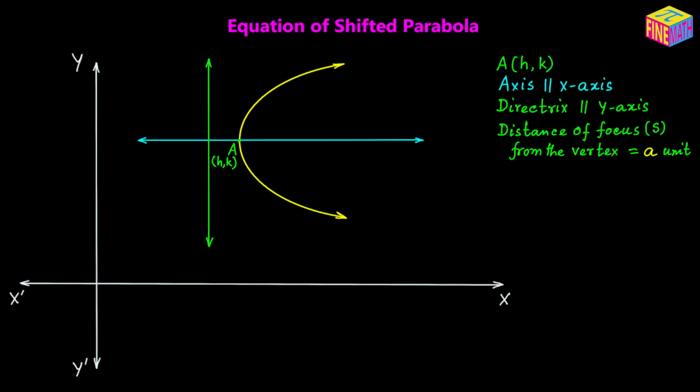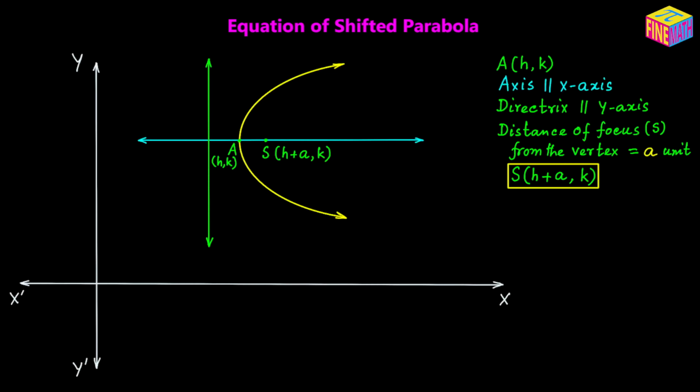Let's suppose the focus is right here, the point S. Now if you think about it, if the coordinates of the point A are (h, k), then the coordinates of the focus would be (something, k), because it lies on the same line which is parallel to the x-axis. That means the y coordinate of the focus will be the same as the y coordinate of the vertex. However, the x coordinate will be a units further to the right. That means the x coordinate of the focus should be h plus a and the y coordinate should be k. Take your time and think about it.